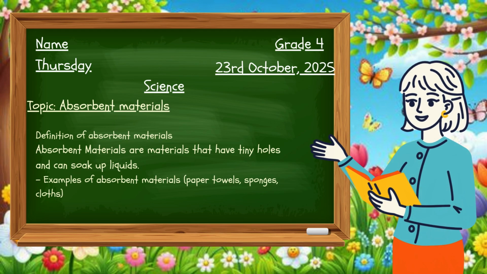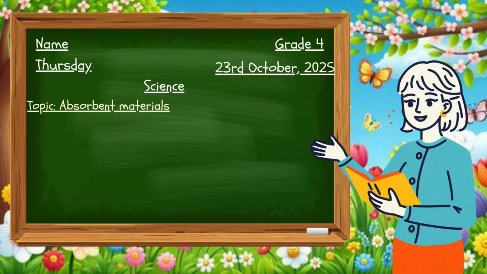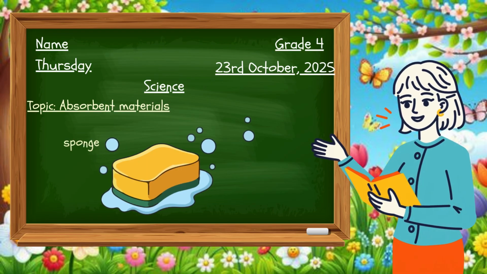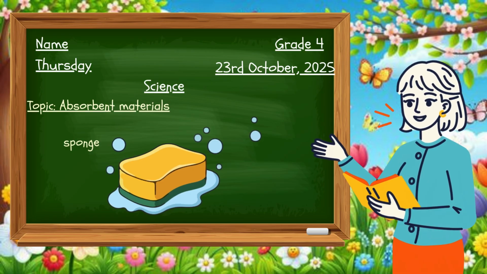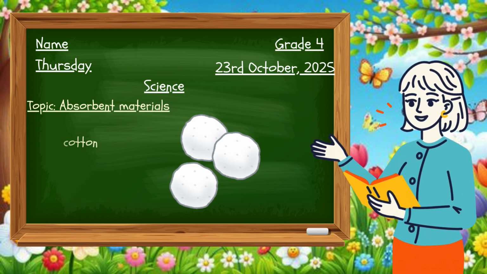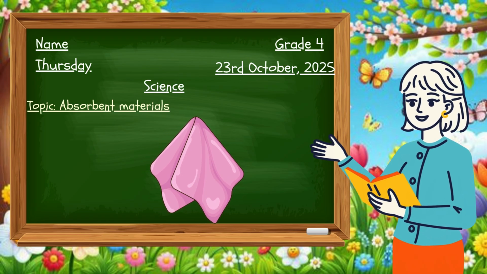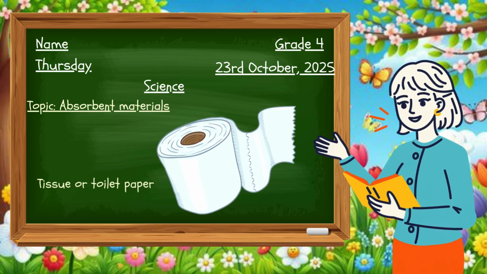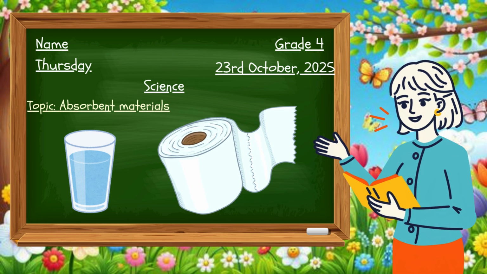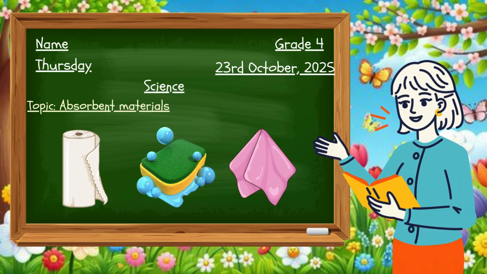Now, think of some things that have tiny holes and could soak up water. I'm listening. Yes, Paul. Sponge. Uh-huh. Cotton wool. Very good. Cloth. Yes. What about tissue or toilet paper? When you soak it in water, can it soak up water? Very good. So some examples of absorbent materials are paper towels, sponge, cloths.